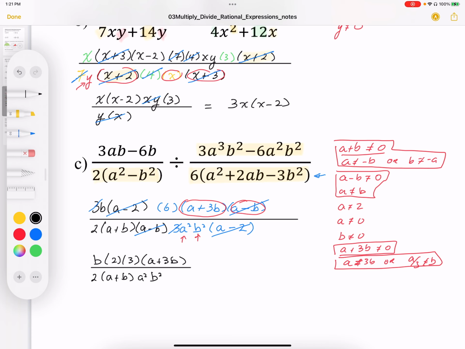I'm going to start canceling again. I've got common 2's. It looks like I have 1b on top and bottom. And then it looks like that's about it. So my final answer, I have 3a plus 3b in the numerator. In the denominator, it looks like I have a squared, 1b, and then a plus b.